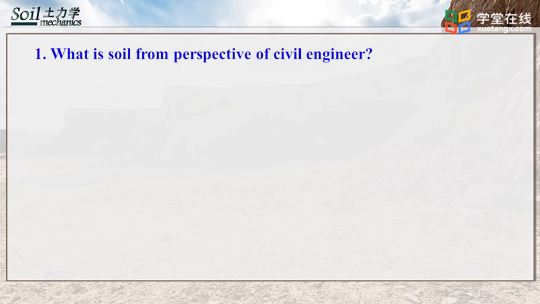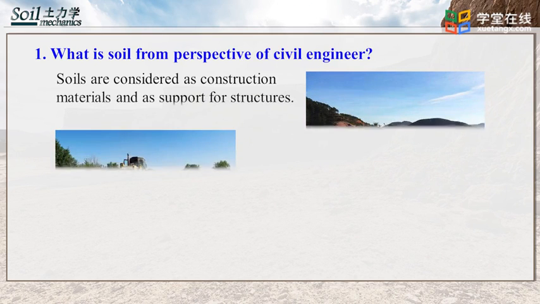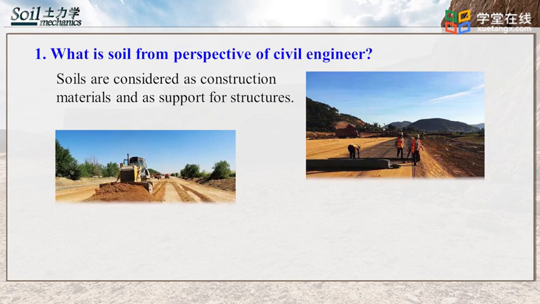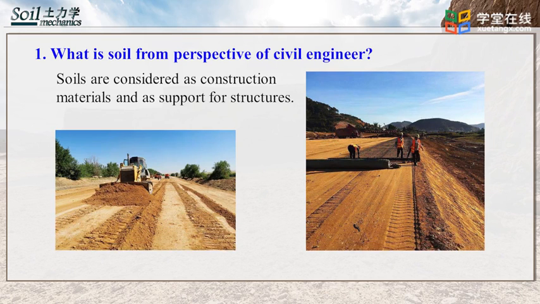The first question you may have is, what is soil in the eyes of civil engineer? Soils are natural resources. They provide us food, shelter, and construction materials. Soil has many different meanings depending on the field of study. In this course, we will consider soils as construction materials and as support for structures constructed on or within them.